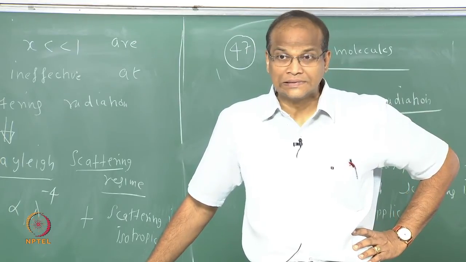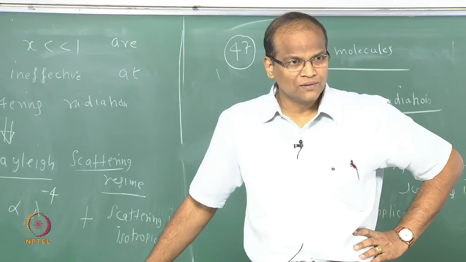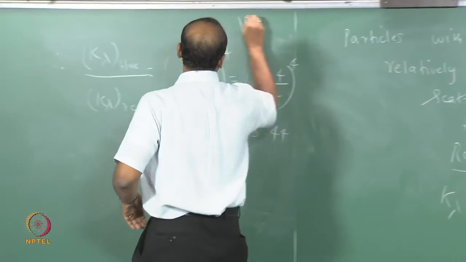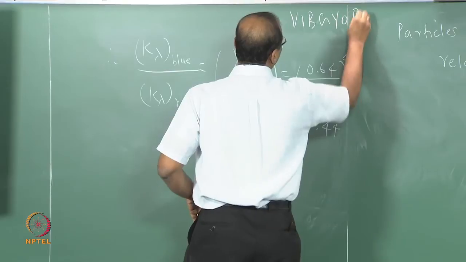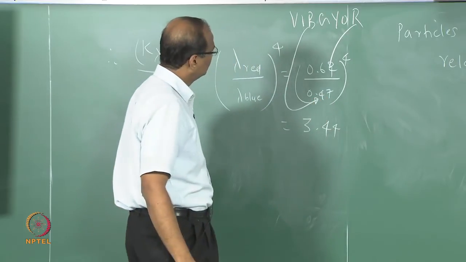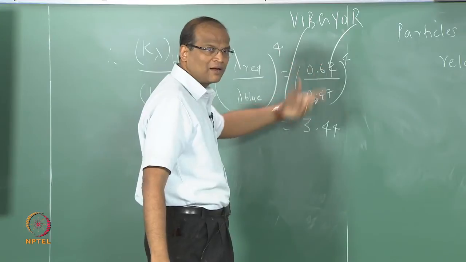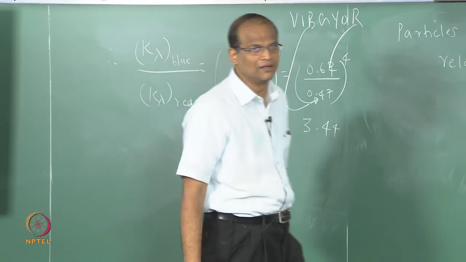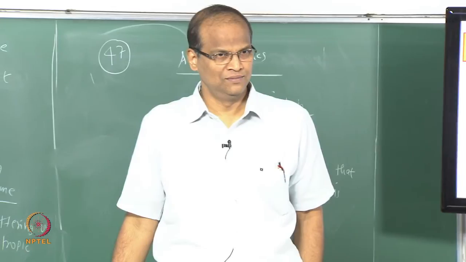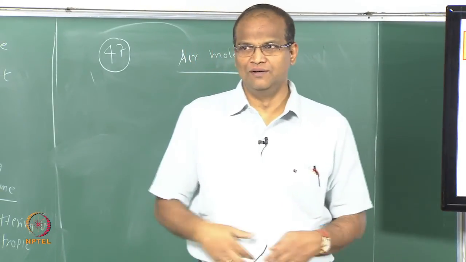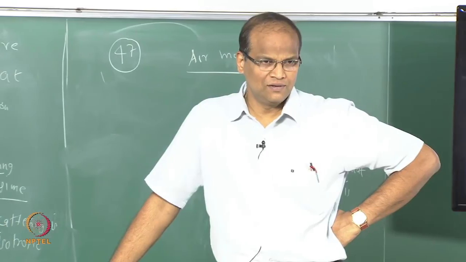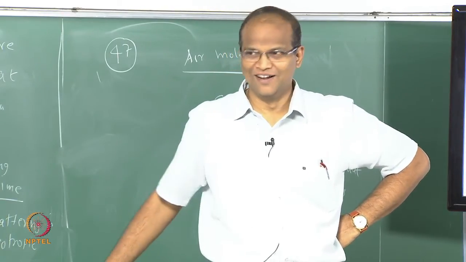The next question should come. Why is it not violet? Violet, indigo, blue, right? If that is so, the ratio of red to violet will be even higher. Why is the sky not violet in color? The human eyes are incapable of detecting violet too much. Blue is preferred. We are able to see blue more clearly. Because of that, the sky doesn't appear to be violet in color.